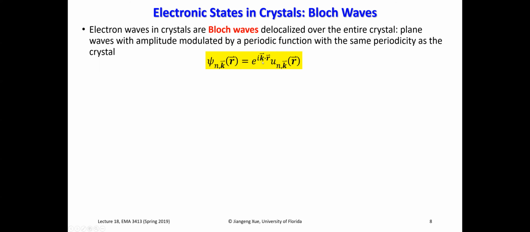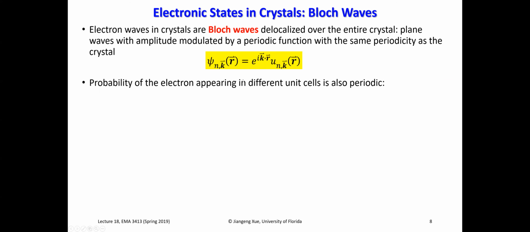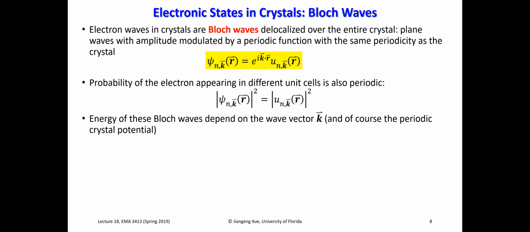And then obviously, we have a very important parameter describing these waves, that is the wave vector. For a particular wave vector, there may be different states in different bands. That's why we have this n being the band index. The probability of electrons appearing in different unit cells should be periodic, because the crystal is a periodic system. And this can be shown by looking at the probability distribution from the Bloch wave function. The energy of those Bloch waves will depend on K and the periodic crystal potential, but also depends on the band index.